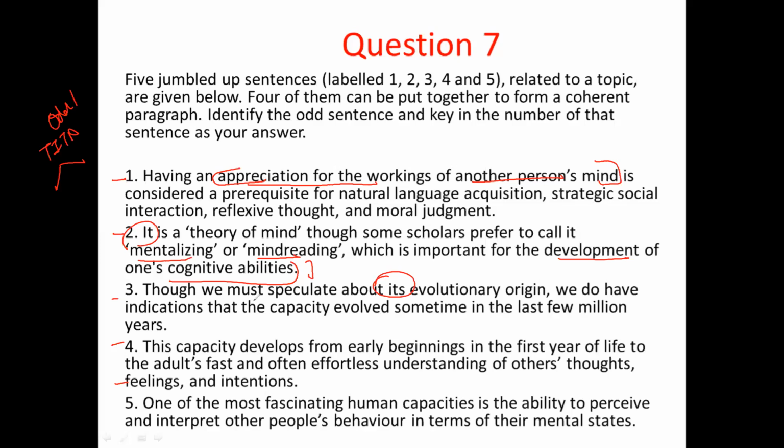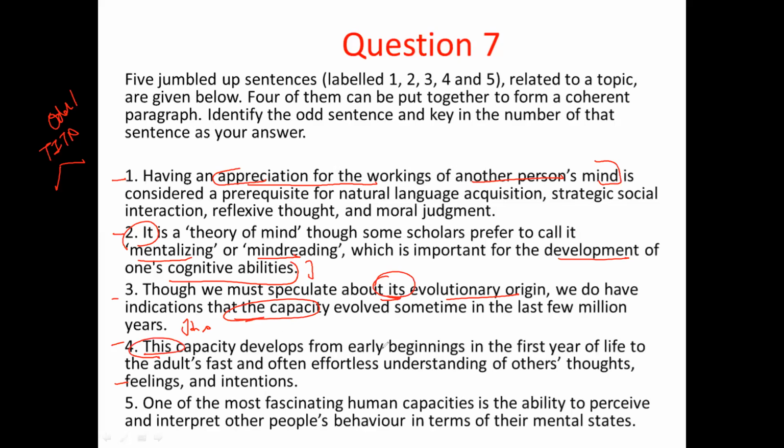Now, sentence 3: though we must speculate about its evolutionary origin, we do have indications that the capacity evolved sometime in the last few million years, okay? This is providing, maybe we can say, a historical perspective, discovering some evolutionary origins of the capacity. We don't know yet what the capacity is. Let's see. We got some hints.